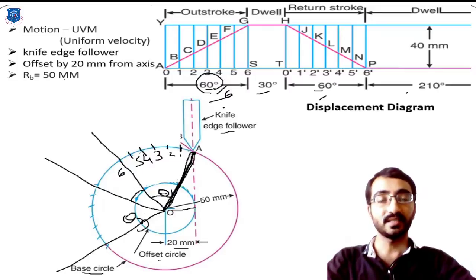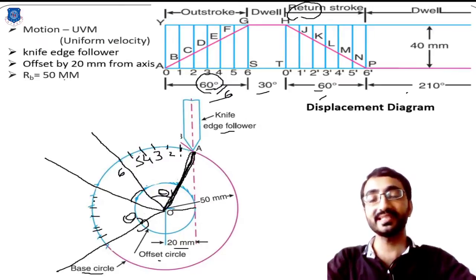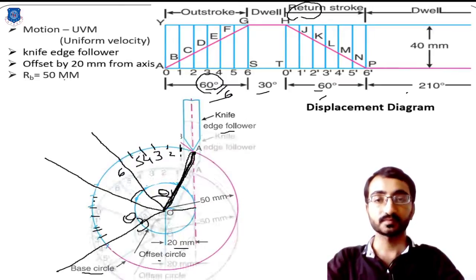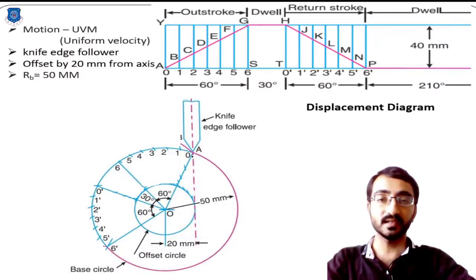Similarly for the theta 3 period, or we can say for the return stroke, again we have to follow the same procedure, that divide your theta 3 angle into 6 equal divisions. Okay, now after sketching it into 6 equal divisions, you will get the divisions like this. So you will get the points from 0 to 6, then again from 0 dash to 6 dash.